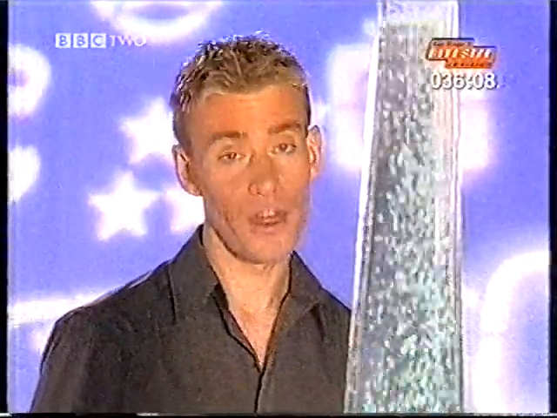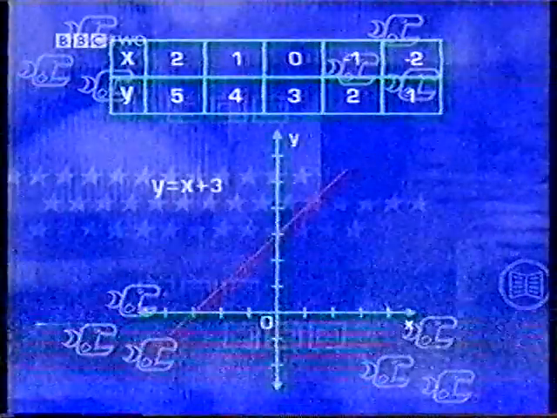Let's look at another example. Take this mapping diagram, or this table, showing the values of x and y. When x is 2, y is 5. When x is 1, y is 4. When x is 0, y is 3, and so on. The relationship between x and y is such that y is always the x value plus 3. We can plot our coordinates to give us the graph of this equation.